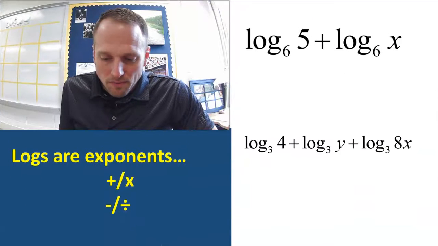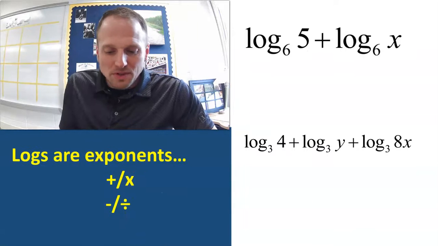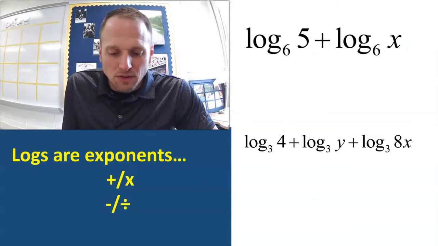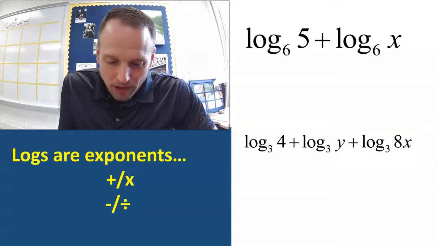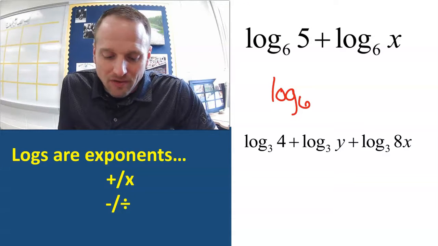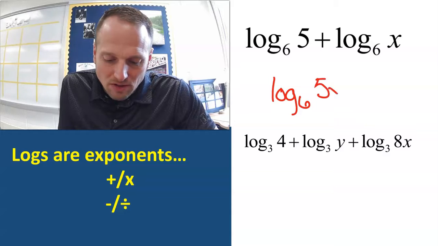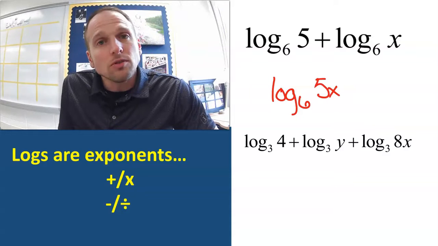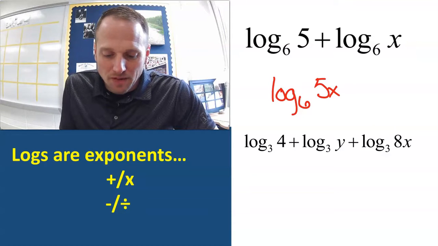Let's do another one. So again, I see the bases are the same. They're both 6s. So that means if it's a plus, we're really going to have to multiply these. So the base is going to stay the same. That's going to be a 6. And how do I multiply 5 times x? Well, we know how to do that. That's just 5x. Okay, 5 times x is just 5x.